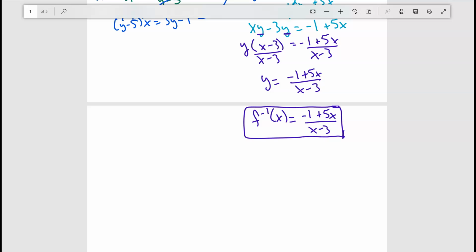All right, so that's it for composition and inverse functions. In the next video, we'll do exponential.